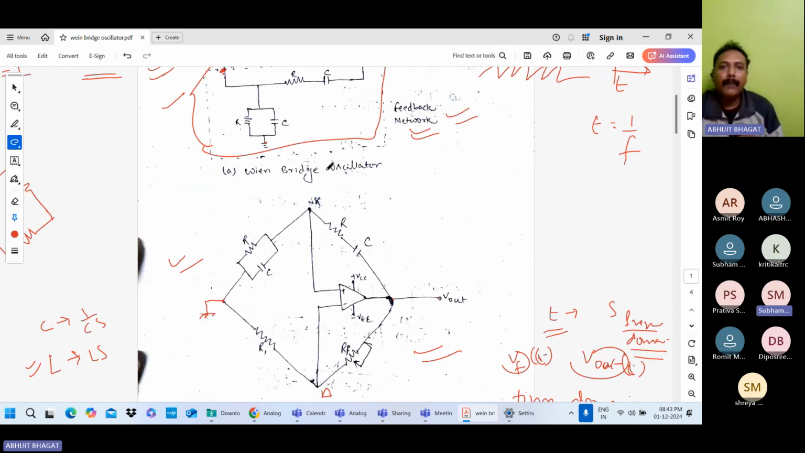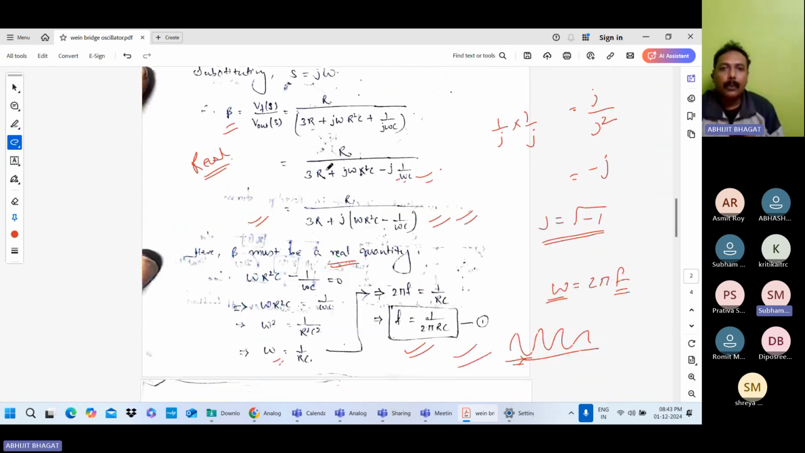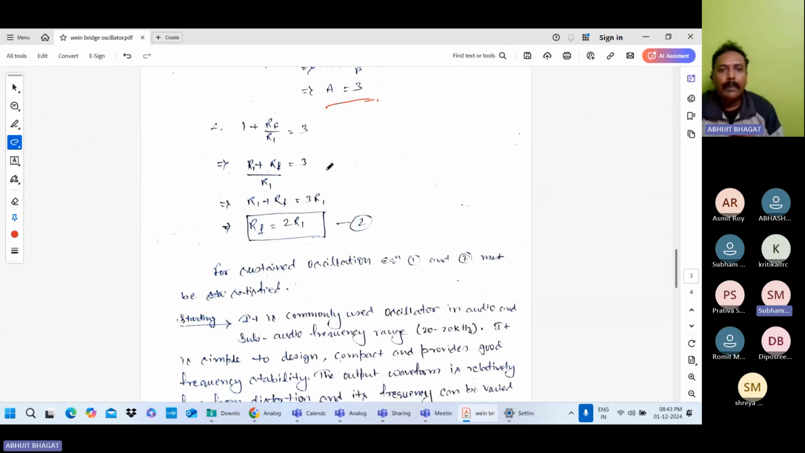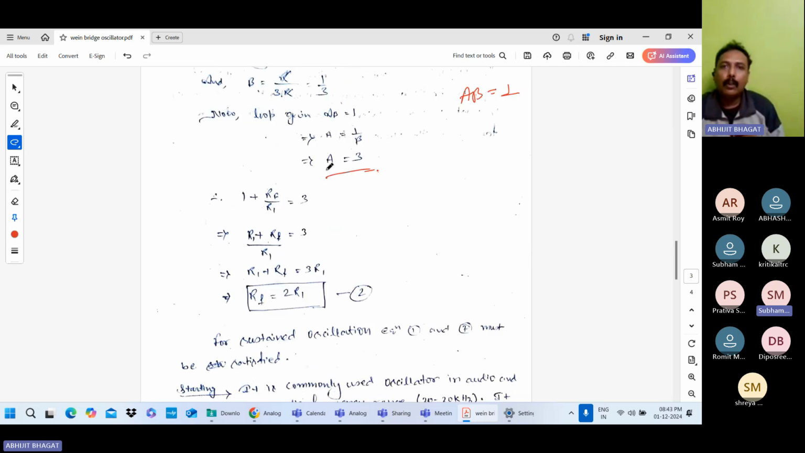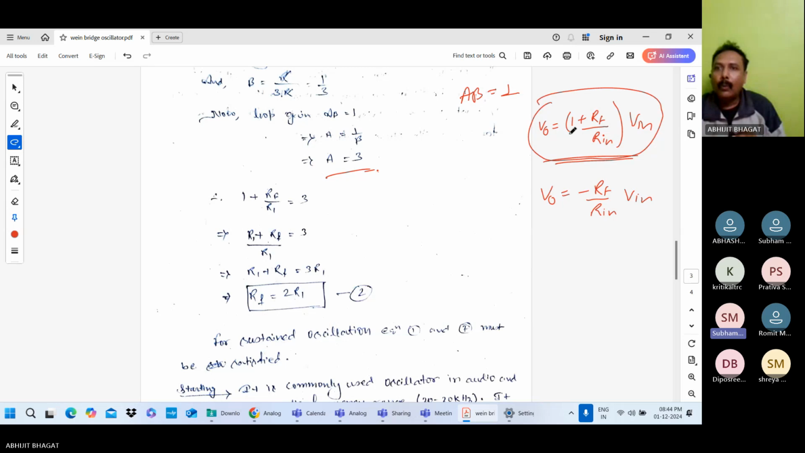So for the non-inverting amplifier, the gain is what? We already saw in the op-amp classes. For the non-inverting amplifier, your V0 equals 1 plus RF by Rin, the input resistor, into V. We discussed this in the op-amp class. And for the inverting amplifier, V0 equals minus RF by Rin into V. So here it is a non-inverting amplifier, so your V0 equals 1 plus RF by Rin, Rin is the input resistance, into V.